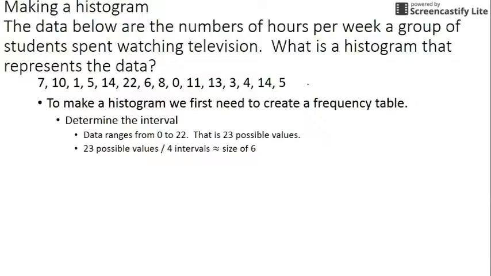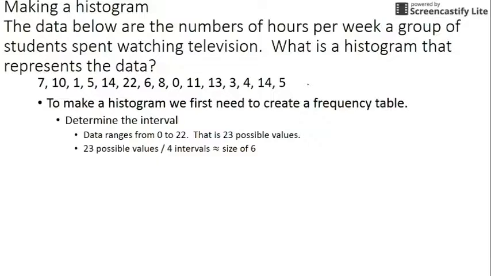Right, now making a histogram. The data below are the numbers of hours per week that a group of students spent watching television. We want to create a histogram that's going to represent this data. To make a histogram, first we need to create a frequency table. All right, now this goes back to a lot of the stuff we just did. First, we figure out the min and the max. That's 0 to 22, which means we've got a total of 23 possible values.